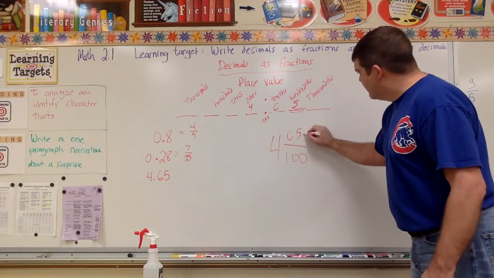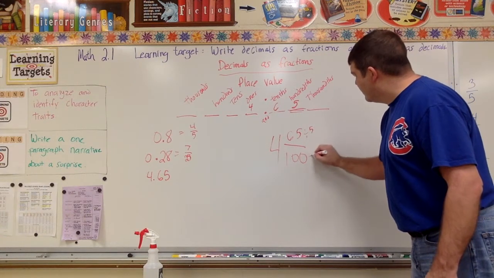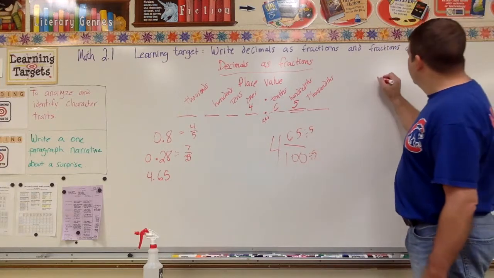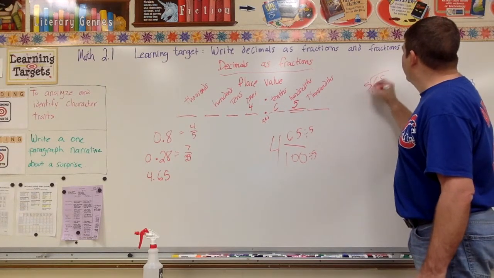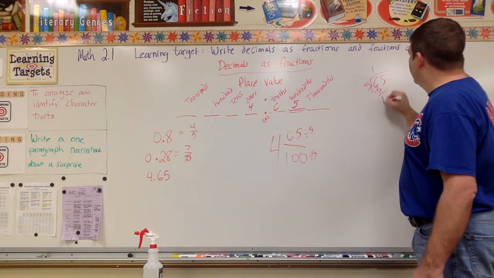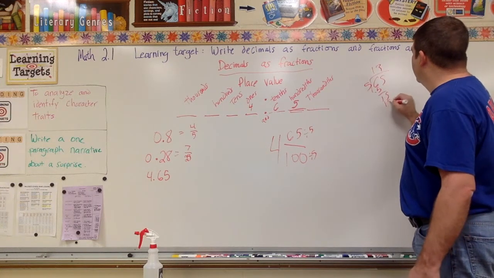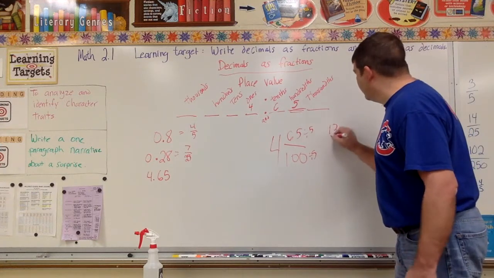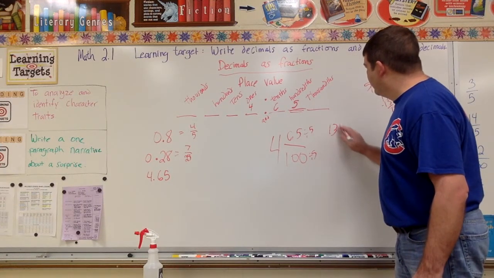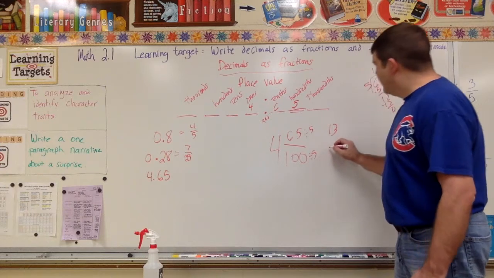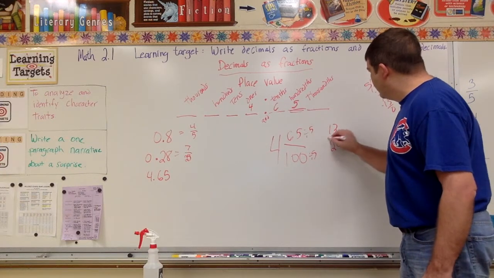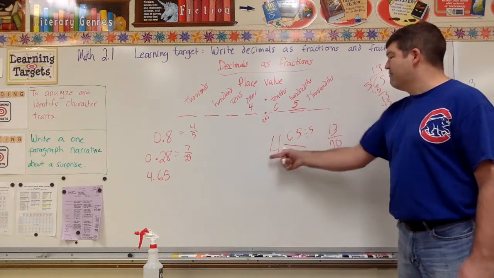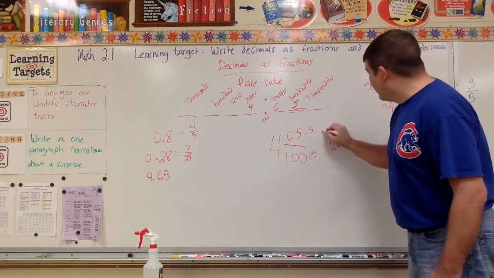So I know 5 goes into each of these. So 65 divided by 5, okay, you can do it like this if you need to, equals 13. So I have 13 here, and here I have 20. Okay. Now, a common mistake is that you simplify this and forget the whole number. I can't do that.